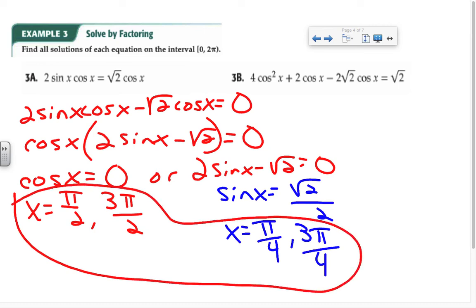You might want to pause your video at this time so you can finish jotting down anything you need from this screen, since I'm going to have to erase it to make room for part B.